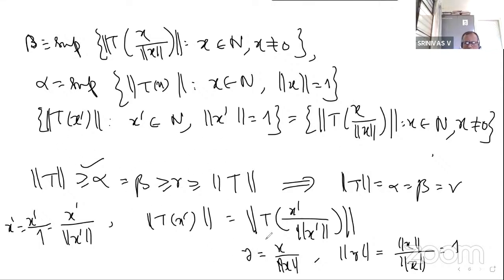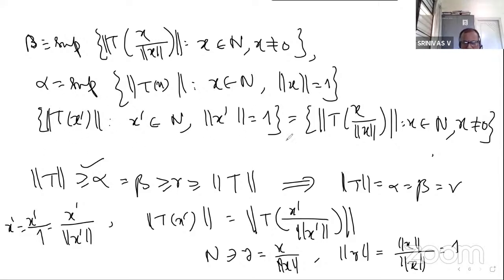So how about norm y? Norm y is 1. Does y belong to N? X belongs to N. Norm x is a positive number. Therefore, 1 by norm x into x is present in N. X is in N, so x by norm x is also in N. So these elements can be written in this form for this x' value.